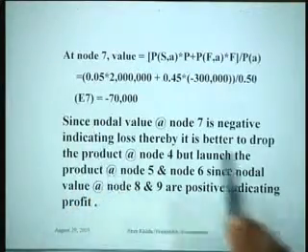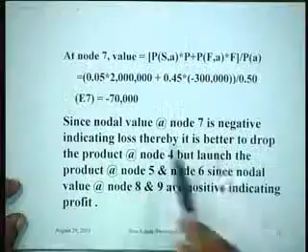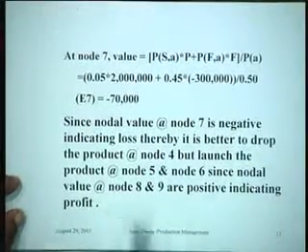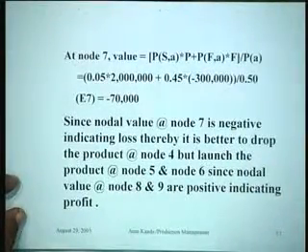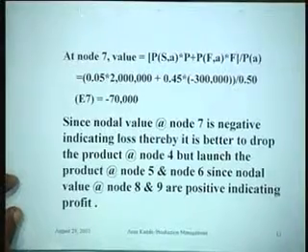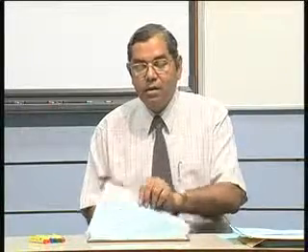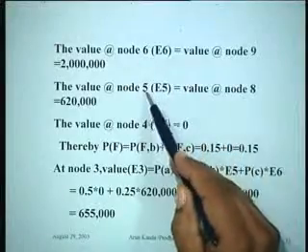Okay? So, we have these expected values, and then we've got this information pertaining to values which have now been computed for all the nodes. We start from the back, that is, we computed these values for 7, 8, 9, and then we go back. And from these values, we can then compute the values for node 6, node 5, and node 4.